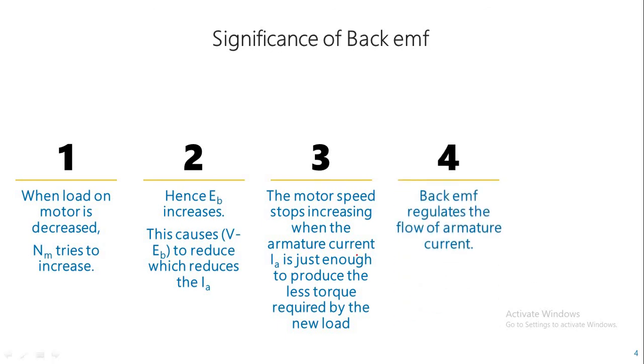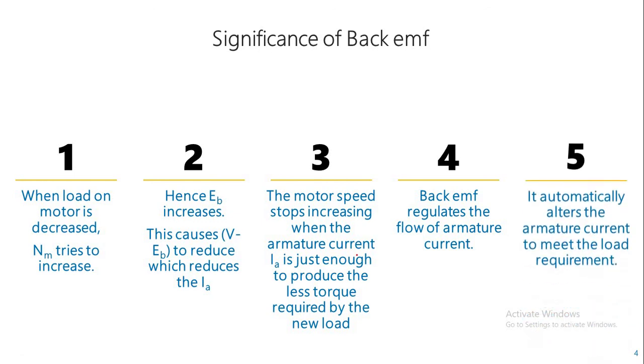So back EMF regulates the flow of armature current, and it automatically alters the armature current to meet the load requirements. There are two cases: when the load increases, speed decreases, back EMF decreases, V minus Eb increases, due to that current Ia increases, so that torque is increased just to satisfy the load demand.